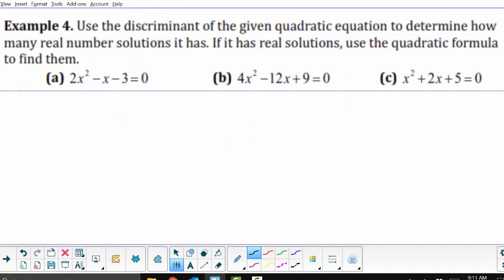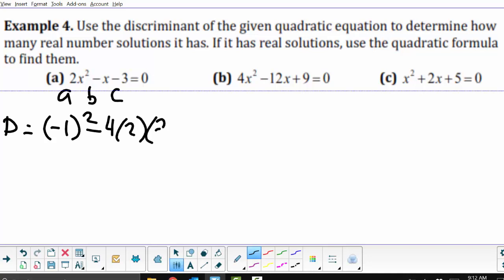All right, so the discriminant, like I said, can tell us a lot. A lot of times you just need to figure out the value of the discriminant to determine if you're doing it right. So let's take a look at these problems and see what we can do here. All right. So A is a 2, B is negative 1, and C is negative 3. So I'm going to go D equals B squared minus 4 times A times C. And I'm going to type it into my calculator, and that's going to give us, what, 25, right?